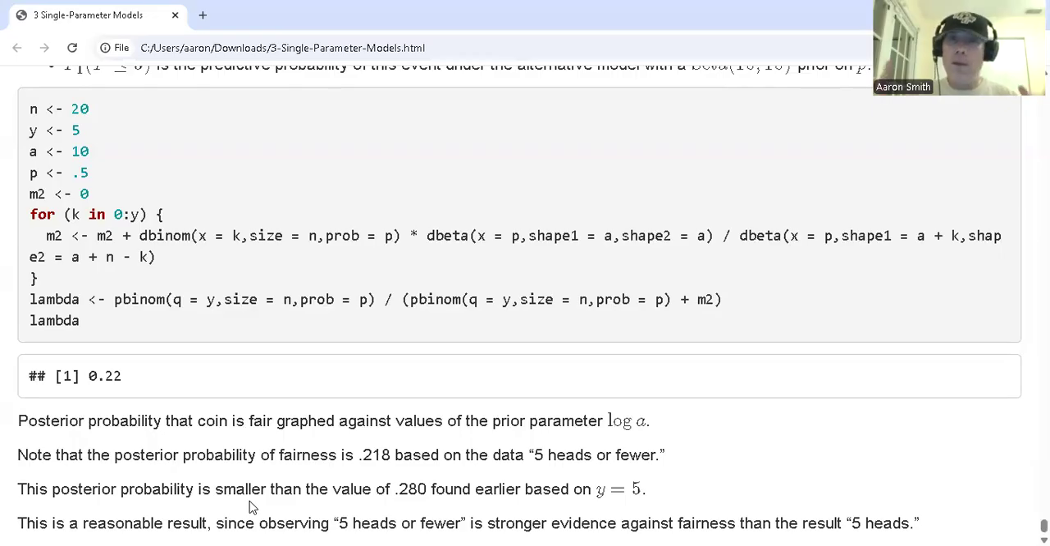All right, so this is a very different approach to reaching a conclusion about a parameter that we want to know about. I think this is interesting. I think this is more flexible.